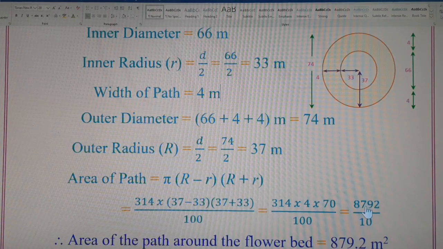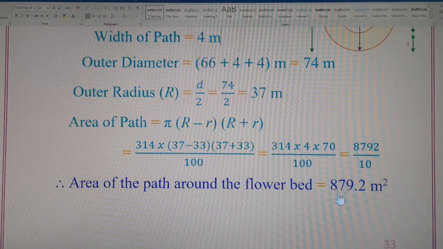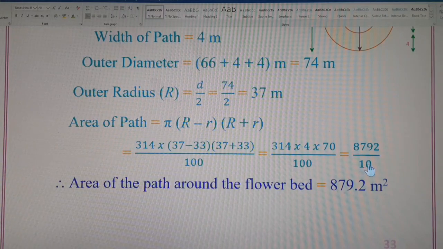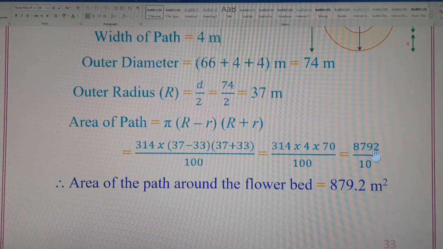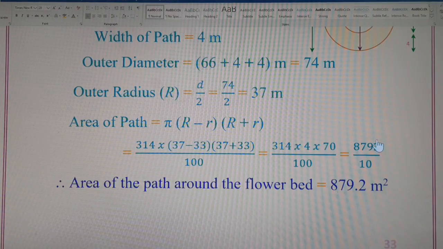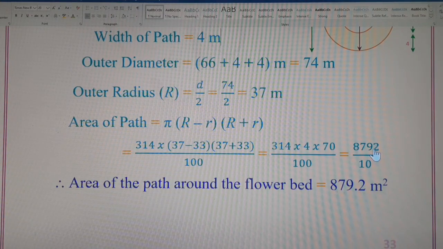314 multiplied by 28, the answer will be 8792 whole upon 10, which can be written as a decimal fraction, that is 879.2 meters square. So in order to remove the denominator 10, we write it as a decimal fraction. After one digit we have to put the decimal point because 10 has a single zero. From the right side we count one digit and then put the decimal point, so between 9 and 2 the decimal point will be there. So 879.2 will be our answer. So the area of the path around the flower bed is 879.2 meters square.